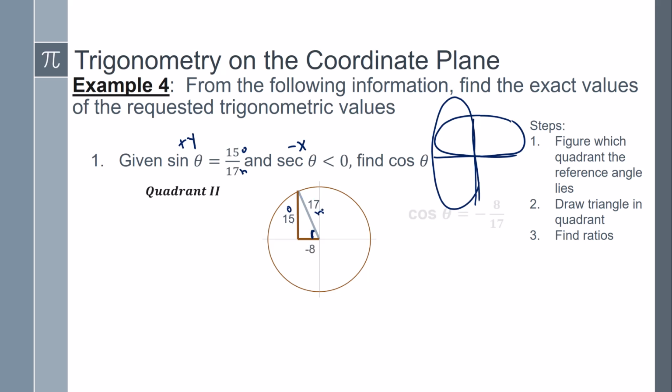Use the Pythagorean theorem, a squared plus b squared equals c squared. We can get that that's going to be negative 8. And then you can use that to find your cosine theta, adjacent over hypotenuse. Now, because we're in this realm of things being positive or negative, that's why I wrote in negative 8 here, because I'm going negative along the x-axis. So cosine is adjacent over hypotenuse. That's where I get cosine theta is negative 8 over 17. So I figured out which quadrant the reference angle is in, that was the positive and negative. I drew the triangle in that quadrant, and then I found the ratio.